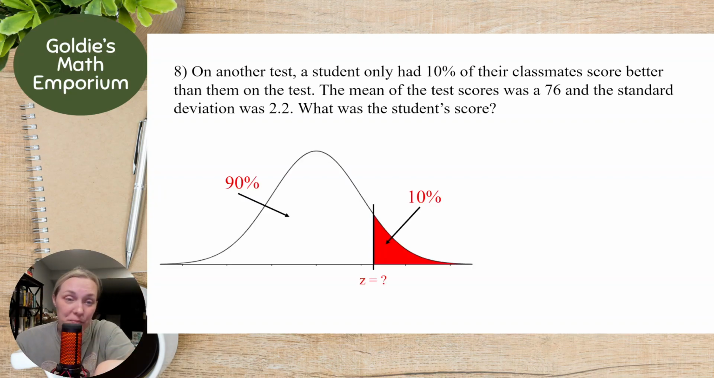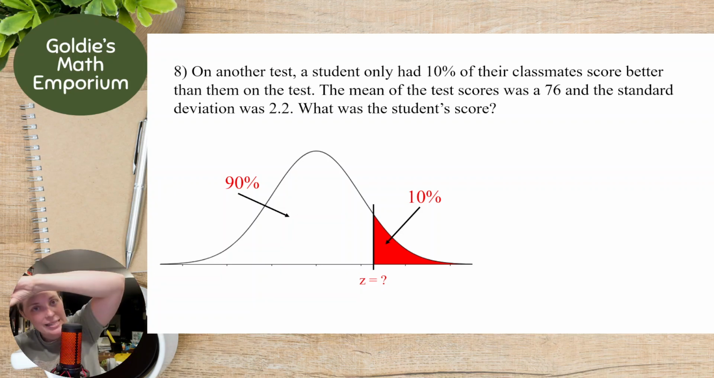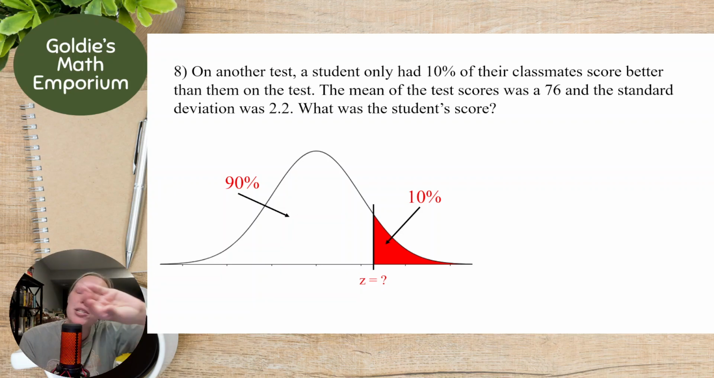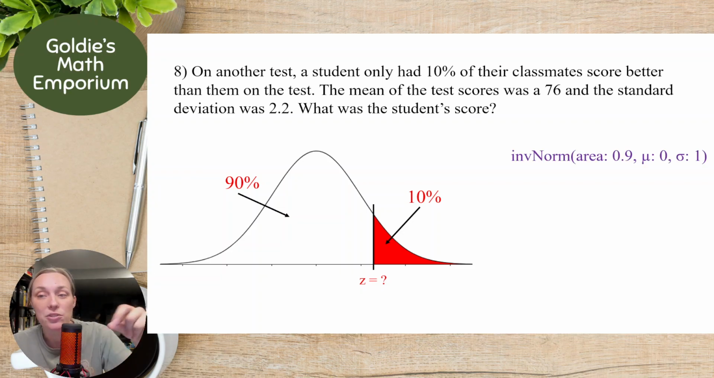10% better means that 90% was below. Okay, so you can put what you need to put in your calculator if you put 10% in the right tail or you put 90% in the left tail, right? Both of those options will give you the same Z-score. Okay, so put your head on straight, know which ones you're putting in your calculator to get your Z-score.